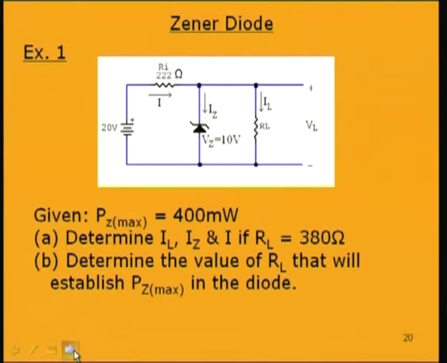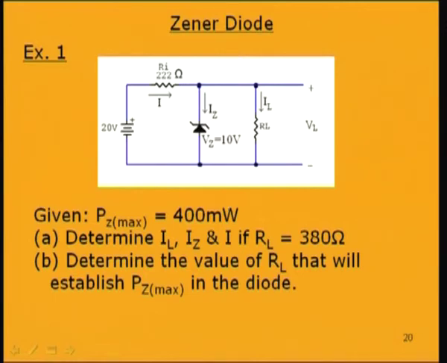Now, let us try to solve an example. In this circuit utilizing a Zener diode, you have the input series resistance Ri connected in the circuit, which is 222 ohm. The Zener diode has a Zener voltage of 10 volt. This is the load resistance RL, which is a fixed load resistance, not varying. The input voltage is also fixed at 20 volt. Now, given that the maximum power rating of the Zener diode is 400 milliwatt, the maximum Zener diode rating is specified.